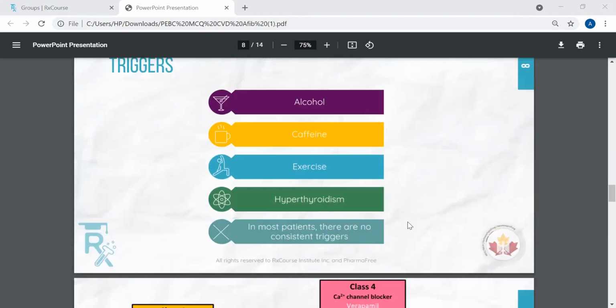Okay, what are the triggers of atrial fibrillation? Alcohol is one, caffeine because it's a stimulant. Stimulant means higher heart rate, tachycardia. Exercise, let's say over-exercise, not exercise only. Hyperthyroidism due to the stimulation, again, of the heart. And generally, there are no consistent triggers. Sometimes with age, sometimes over-exercise. It's very common in football players that they develop a kind of arrhythmia due to the over-exercise, the overstimulation of the heart.